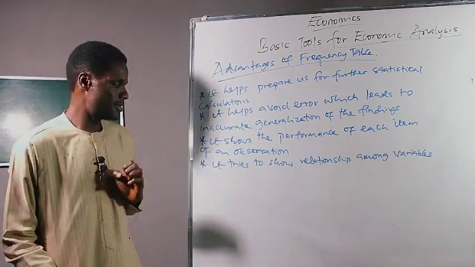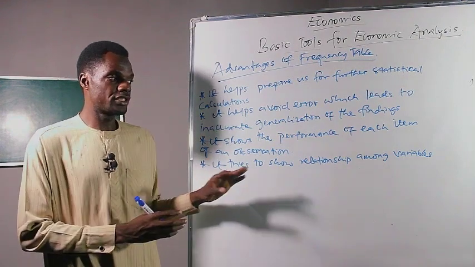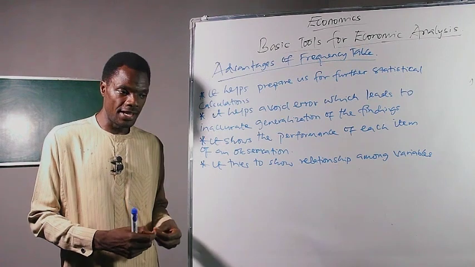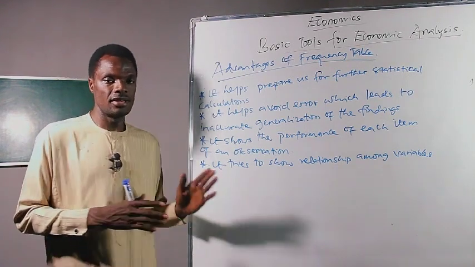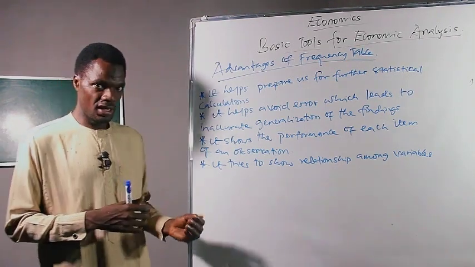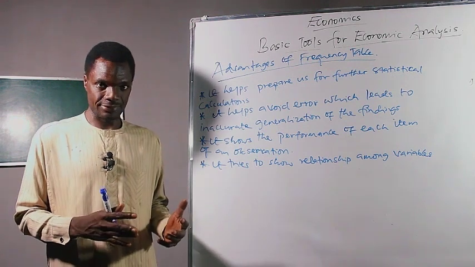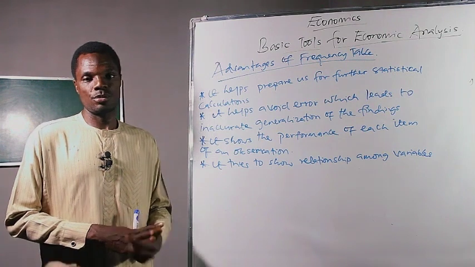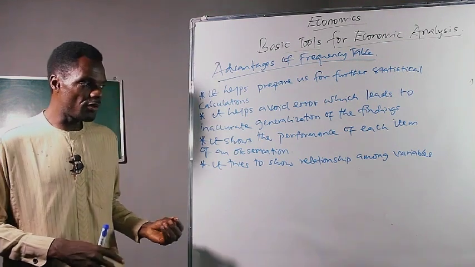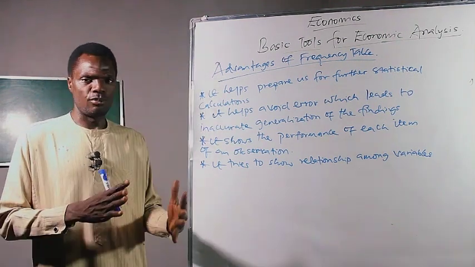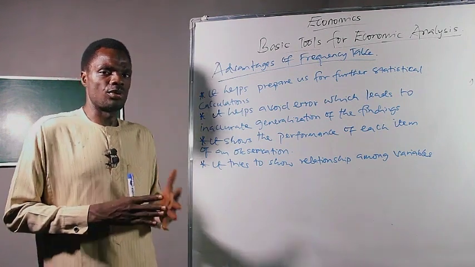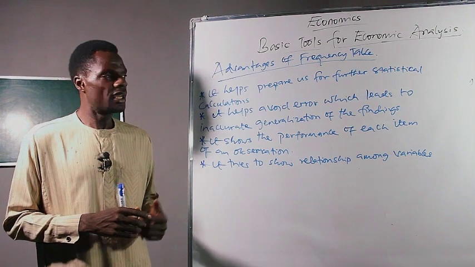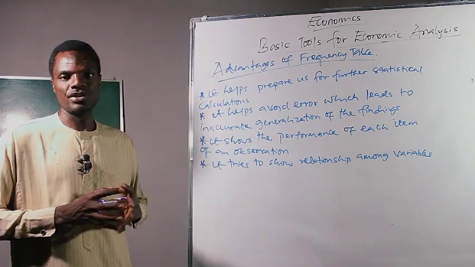The next thing is that it tries to show the relationship among variables. When we say a variable, we mean any quantity that can take different values. As we have seen in the case of economics tests, some students scored 0, while some scored 5, some scored 8. So from there, we can know which item or which variable has a relation with the other. This can only be found by constructing a frequency table.